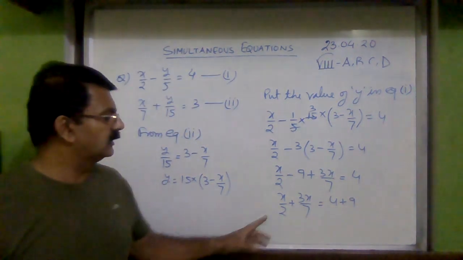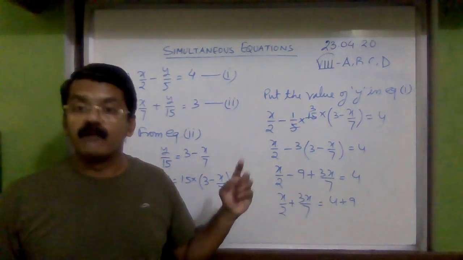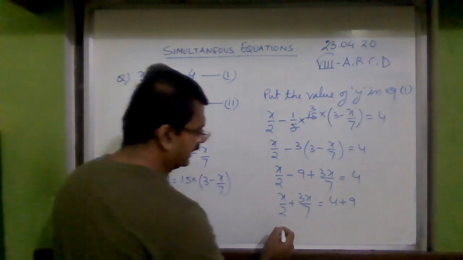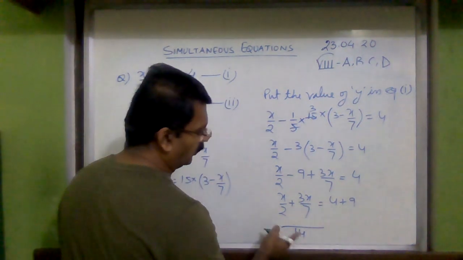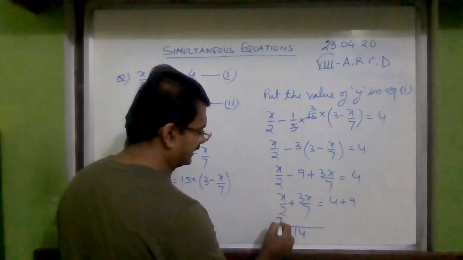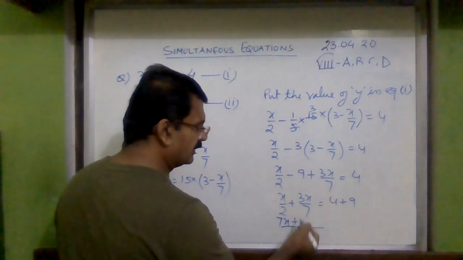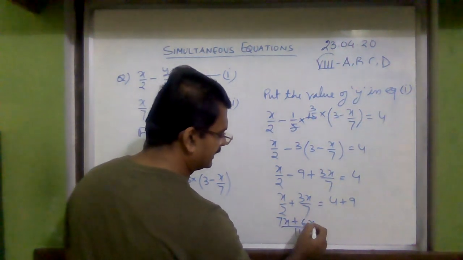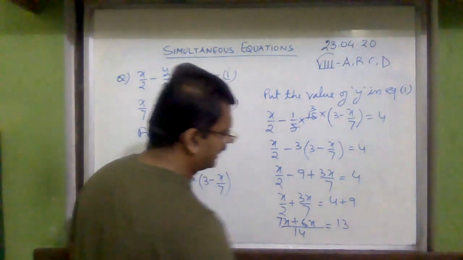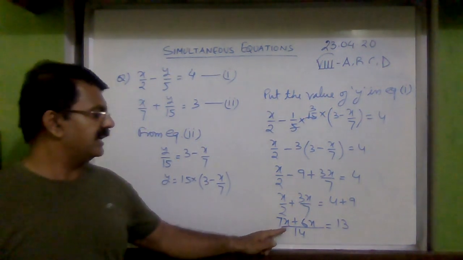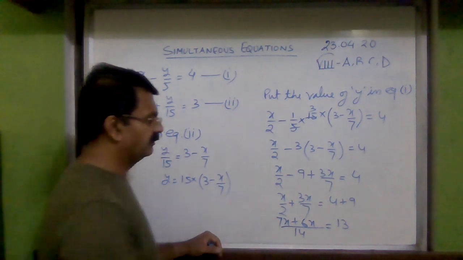Now you can see 2 and 7, the LCM will be 14. So here you take LCM 14. So 14 divided by 2 is 7, so it is 7x. And 14 divided by 7 is 2, then it will be 6x is equal to 4 plus 9 is 13. Now 7x plus 6x will be 13x.